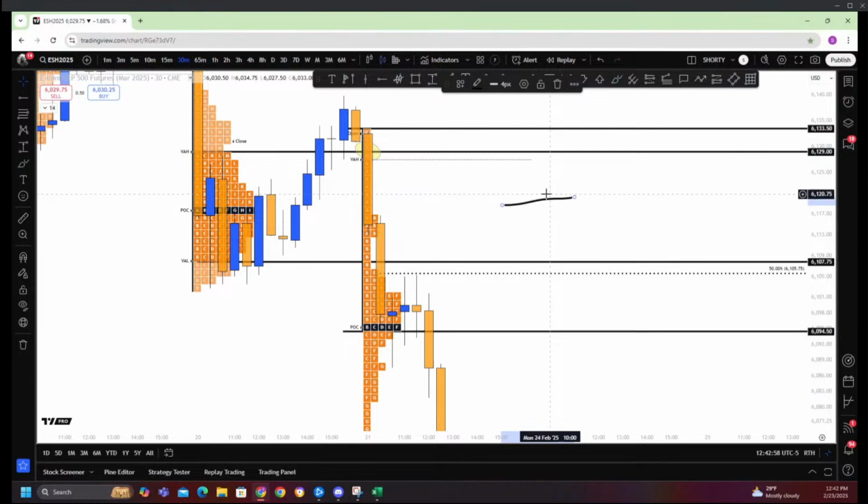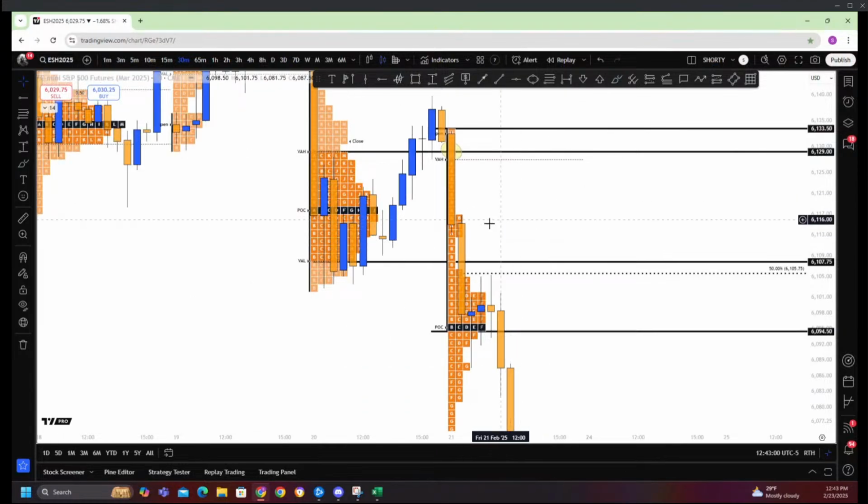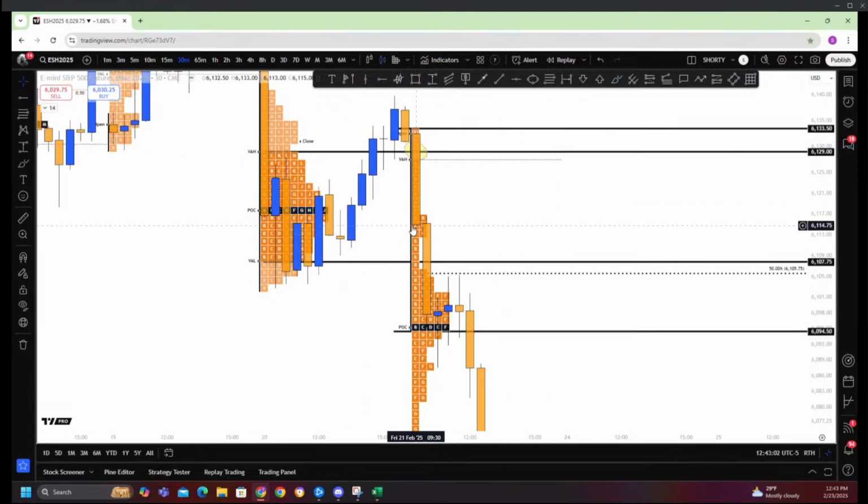So my bias was bearish pretty much all day. Did I take small tabs of longs for like 4 or 5 points and get out? Yeah. That's mainly because I'm trading live sometimes with you guys and I'm bored.